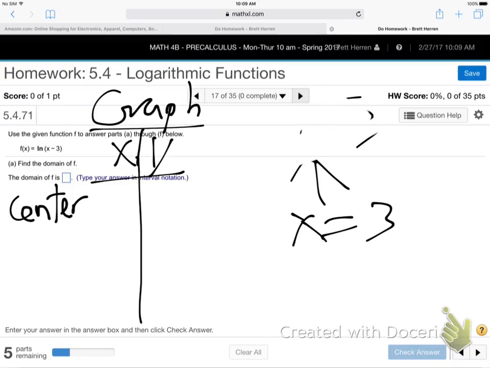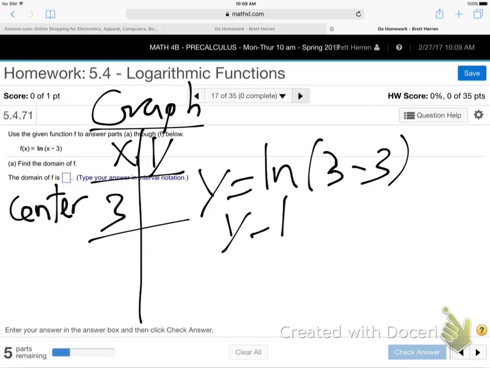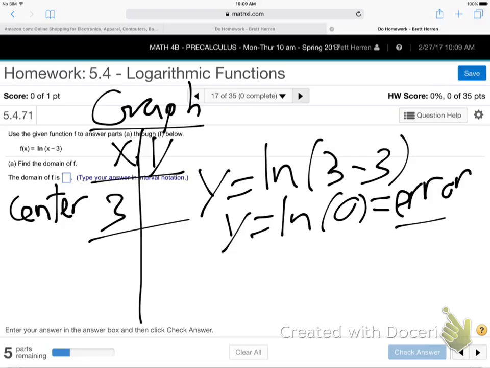Anyway, so what am I going to plug in here? 3. So y equals natural log of 3 minus 3, y equals natural log of 0. What's that? You guys got your calculator? Yeah, that's what we just talked about. You're probably thinking, Mr. Herron, didn't we just say you can't make the inside of a log 0? Exactly. If you're thinking that, you're totally right. This is a no-fly zone. You can't go there.